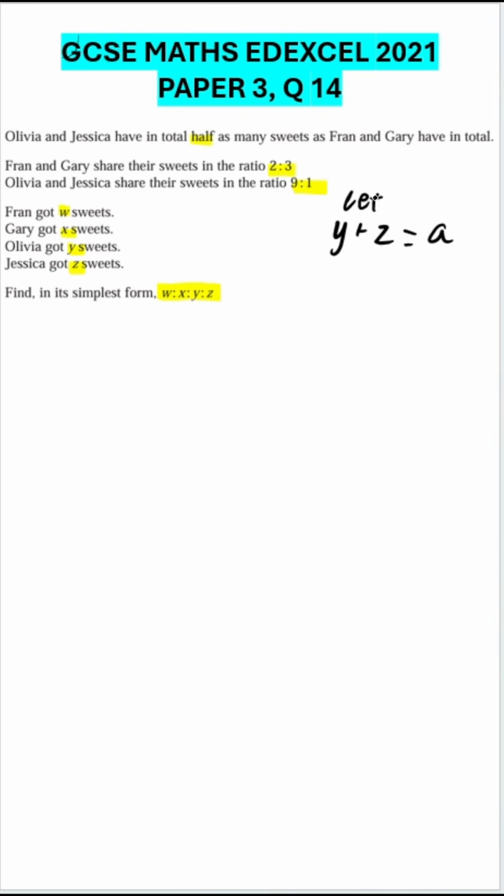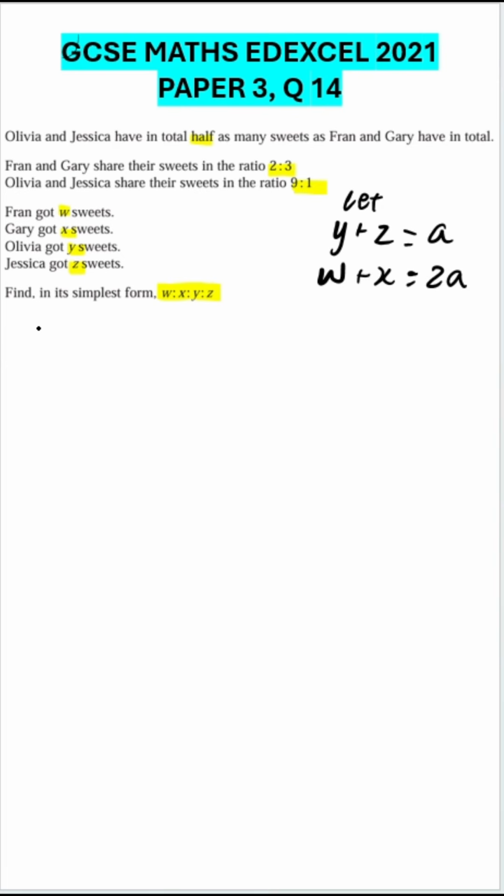And I know that because Fran and Gary have twice as much as Olivia and Jessica, their total is going to be twice as much as A. So I can say that W plus X is equal to 2A. And I can quickly double check this by Olivia and Jessica having half of 2A. So 2A divided by 2 is A.